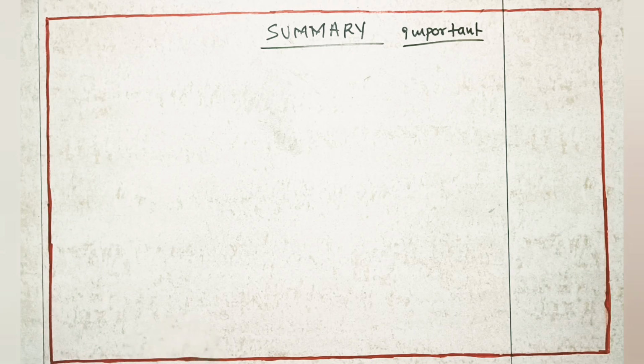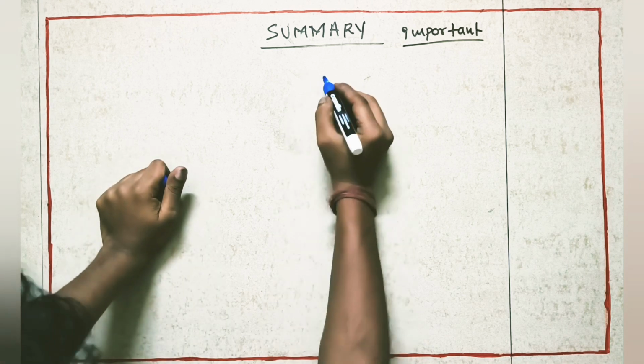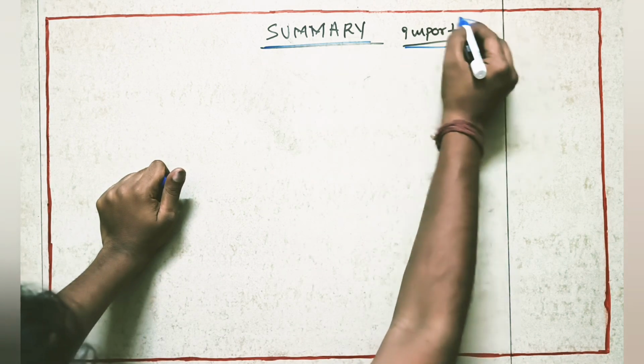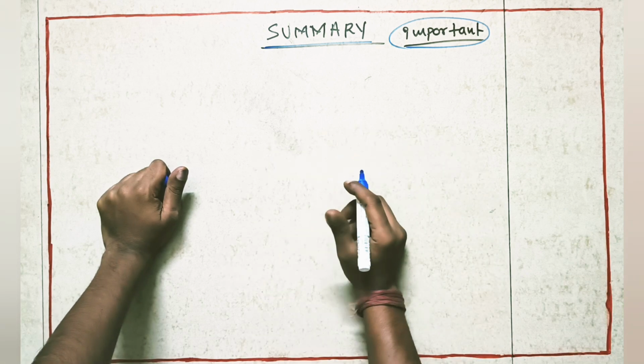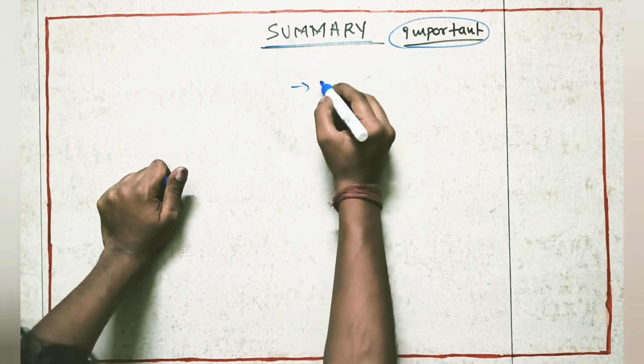So this is the summary for the entire muscle structure and function. This topic is a very important summary. Why? Because it is going to give a complete picture about the muscle structure and function. Just listen, okay? Till now we saw muscle structure.